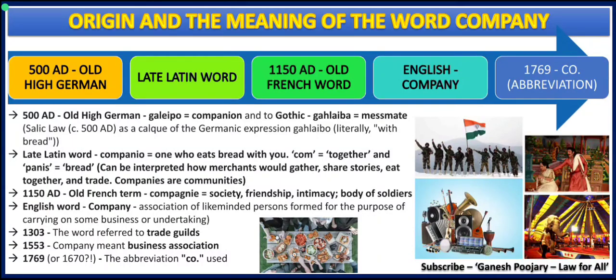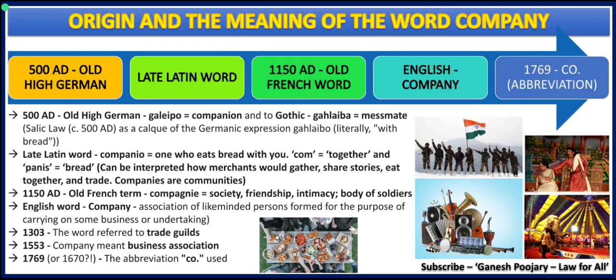Now let's move towards the meaning of those terms we got from different languages at different times. Starting from the Old High German words, we are discussing 3 different words here. The word Gallipo meant companion, whereas Gelaiba means messmate and Gelaibo means bread. In a nutshell, it's like having bread together, or people who are having food together. They are the messmates who had bread together. That later became the exact meaning of the late Latin term companion, which meant the one who eats bread with you. I hope you are seeing the connection. The German word meant messmate and the Latin word meant the one who eats bread with you. You are seeing the connection, right?